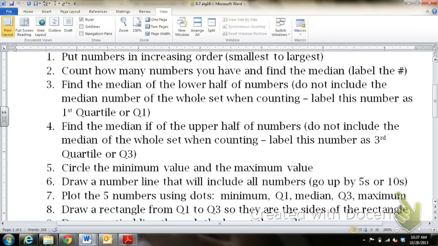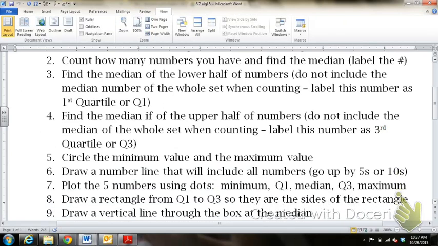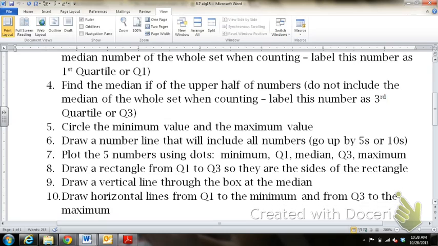So you put your 5 dots above your number line, and then you draw a rectangle from the Q1 and Q3, which is the first quartile and the third quartile, and you use that to make a rectangle. And you put a vertical line through the box at the median, and then you draw little horizontal lines from the edge of the rectangle out to the max and min. Those are your whiskers. So you make a box, and you put 2 whiskers on the side, and that's why it's called a box and whisker.